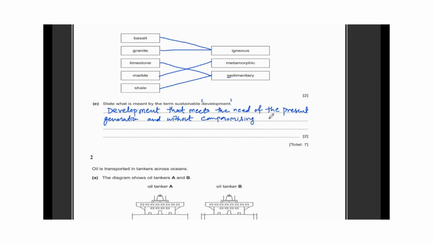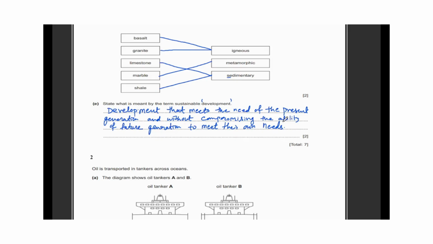Without compromising the ability of future generations to meet their own needs. So neither the future generation nor the present generation will find it difficult to use the resources. Resources should be used in a minimal and better way so that the present and future generation can use them.